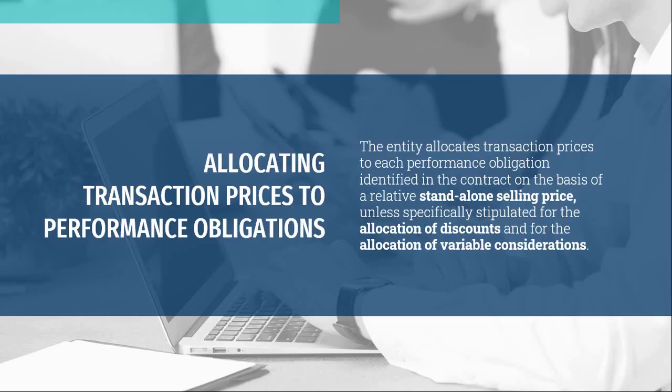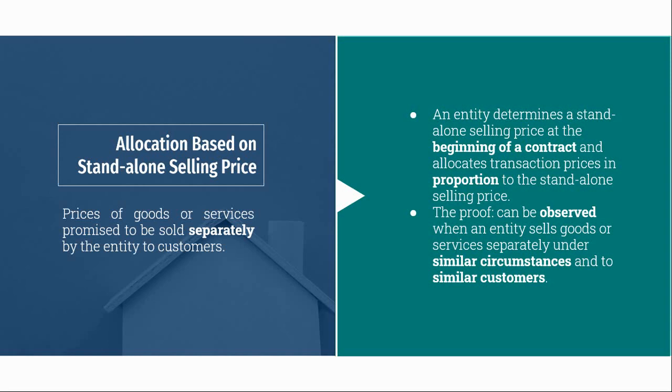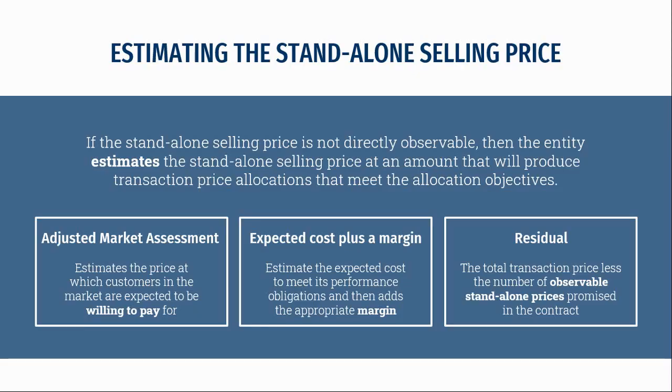Thank you, Abraham. Hello, my name is Jannice, and now I'm going to explain about the allocation of transaction price to performance obligation. The first is allocation based on standalone selling price. Standalone selling price is the price of goods or services promised to be sold separately by the entity to the customers. The entity determines a standalone selling price at the beginning of a contract and allocates the transaction price in proportion to the standalone selling price. The entity can estimate the standalone selling price if it is not directly observable.